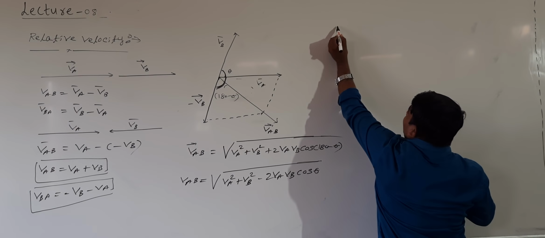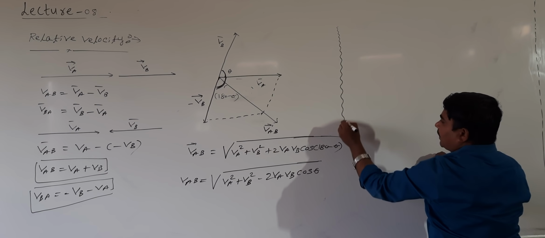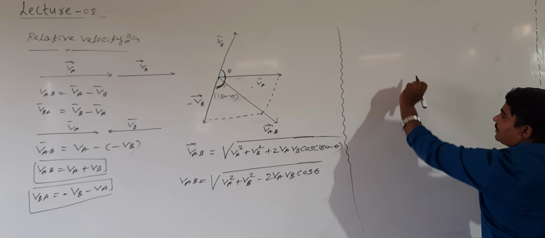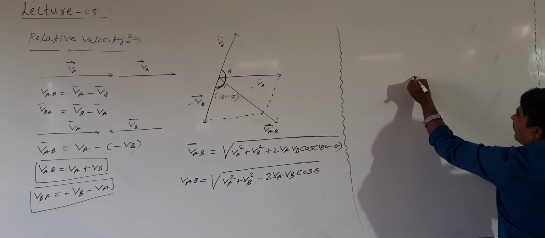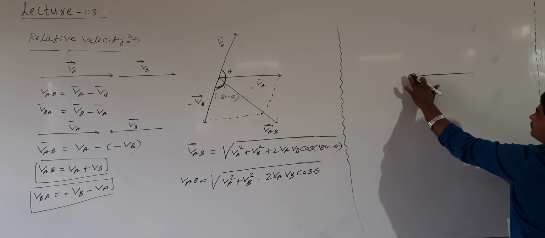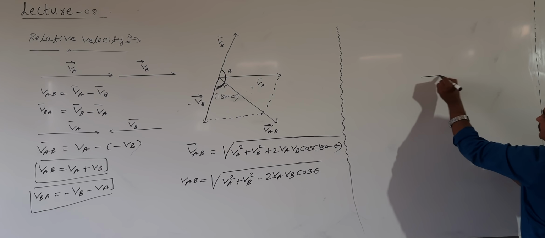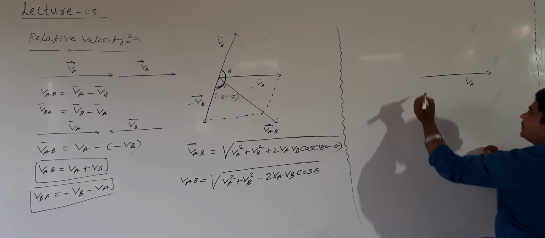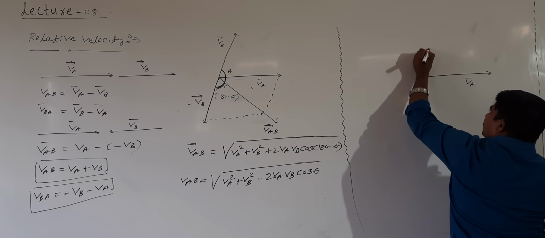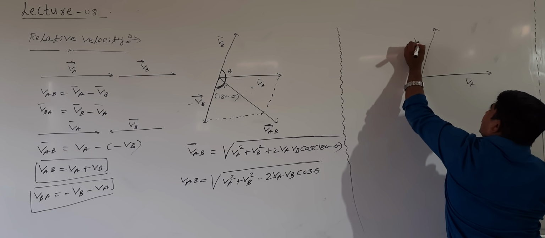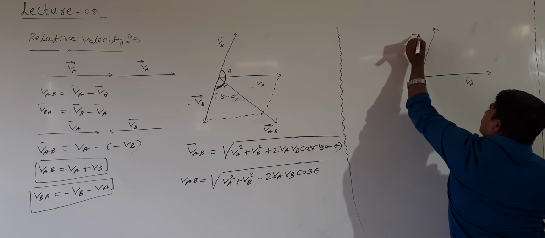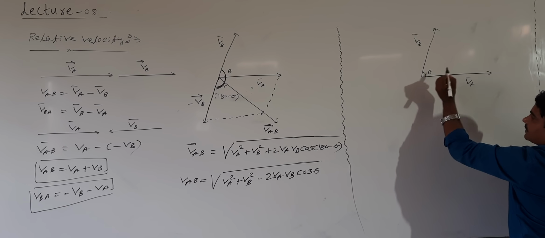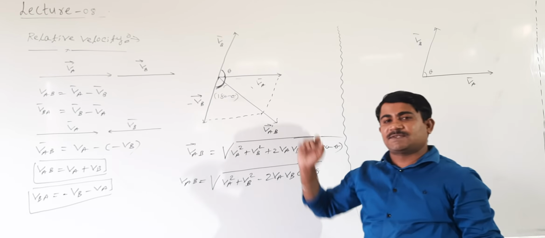Reverse means I will take the relative velocity of B with respect to A. How to take it actually? Look at me, shall I represent that value? Now I will take this velocity as VA, and this velocity as VB. Right? How much angle is between VA and VB? This much angle, theta. Similar case.